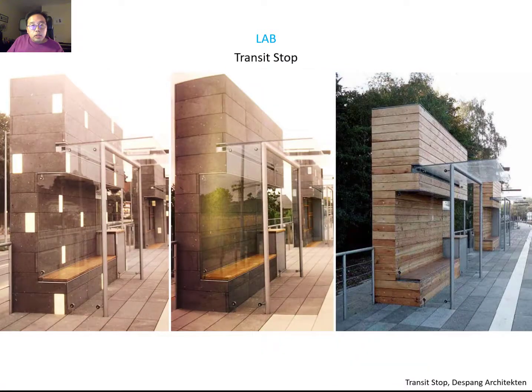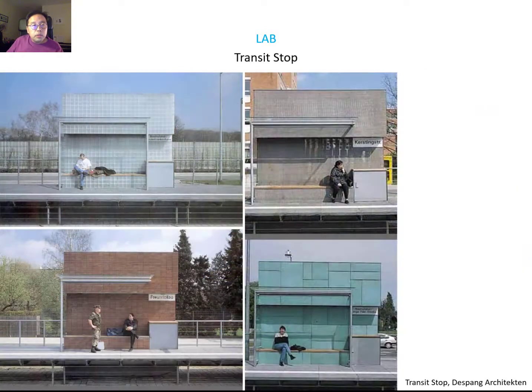So you can see that this trench stop here has different materials: stone panel and wood, and this stone panel with the lining. This even has some different materials. You can see glass block, brick, another brick, and metal panel. So depending on the materiality, it delivers a different feeling.